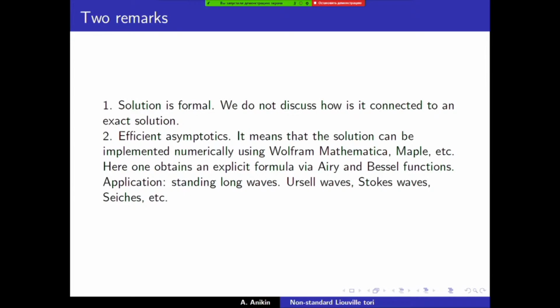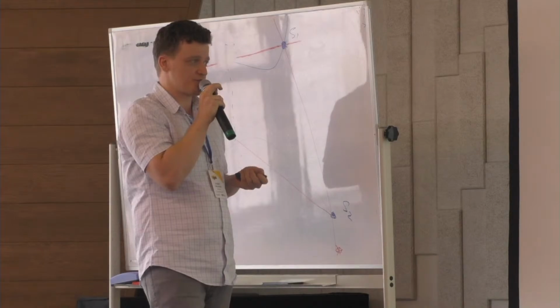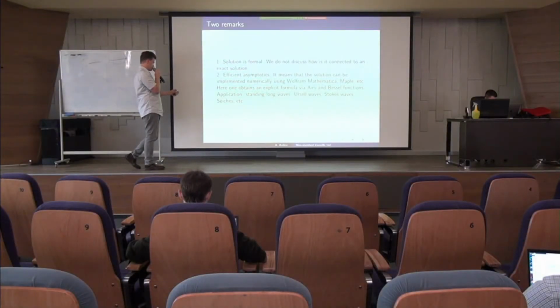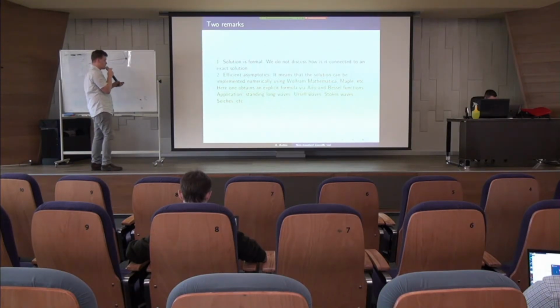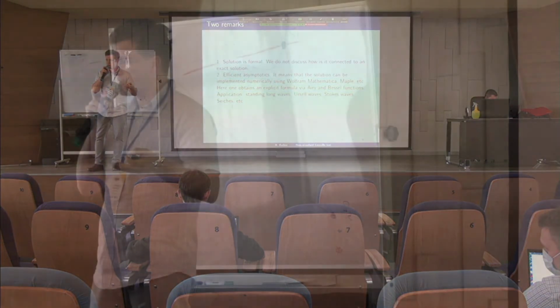And now I want to make two remarks. So first of all, our solution is formal. And we don't discuss any connection of this formal solution with some exact solution, whether it's close to some exact solution or not, or even whether this exact solution exists at all. So we deal only with the formal statement, but still it seems that such an approach is reasonable from the physical viewpoint. We believe that such solutions describe some observable phenomenon like standing long waves, like Ursell waves or Stokes waves or seiches, etc.